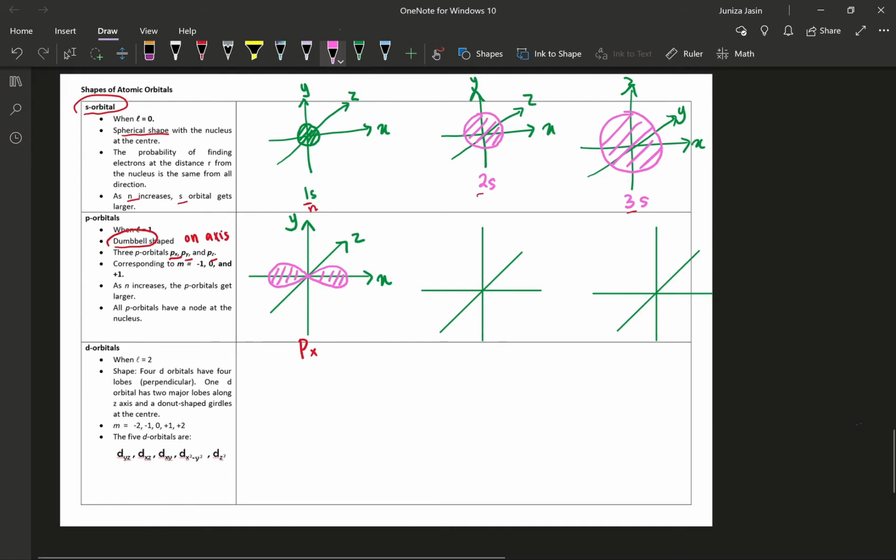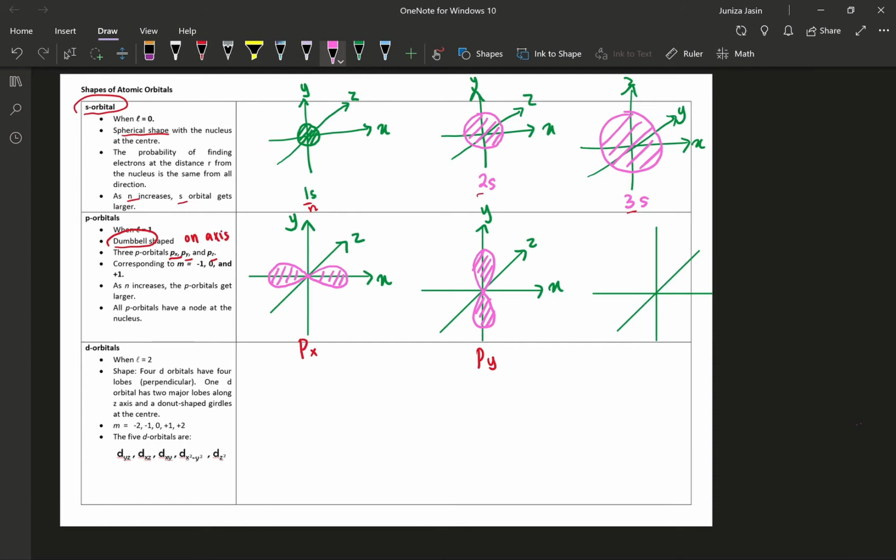And then, if you want to draw the shape of PY, so you can guess. Actually, PY dumbbell juga, tapi di atas paksi Y. Okay, so kita label dulu. So, this is Y, this is Z, this is X. So, draw dumbbell di atas paksi Y. And shadekan dia.